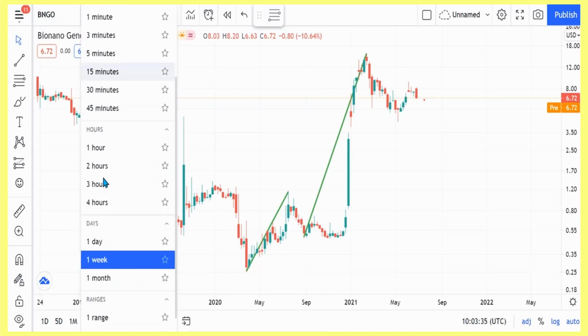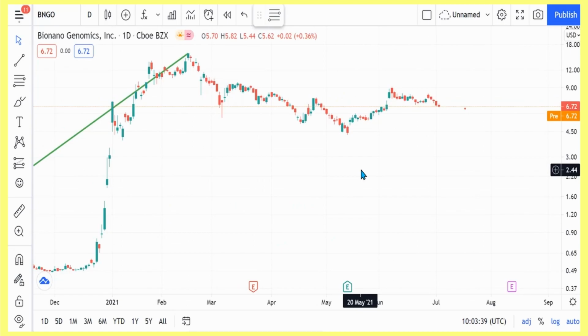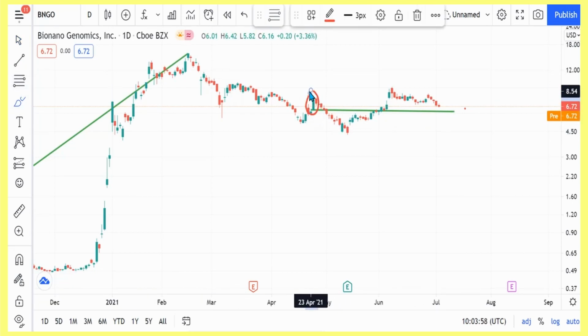I will move back to the day chart. Okay, see here, I would put this one here. Let me explain to you. This is a huge jump and it's a bullish jump, and the low of that bullish jump will become our resistance, what you call our support.